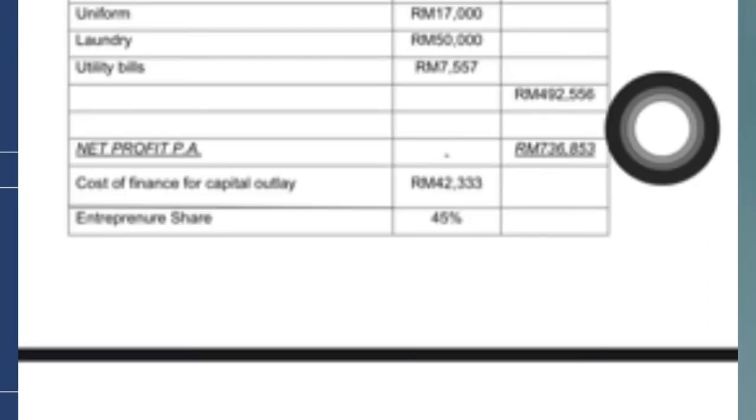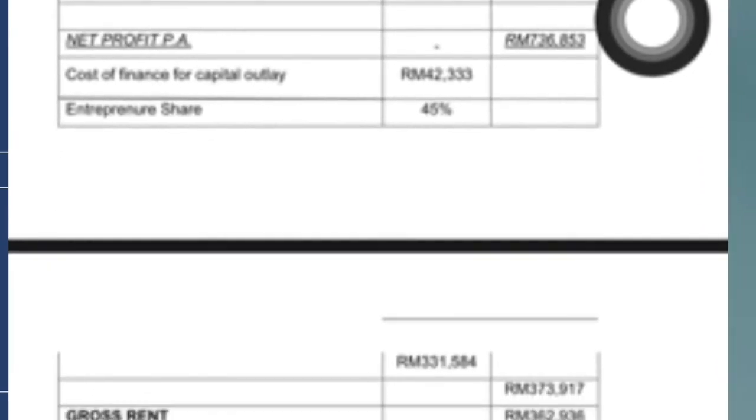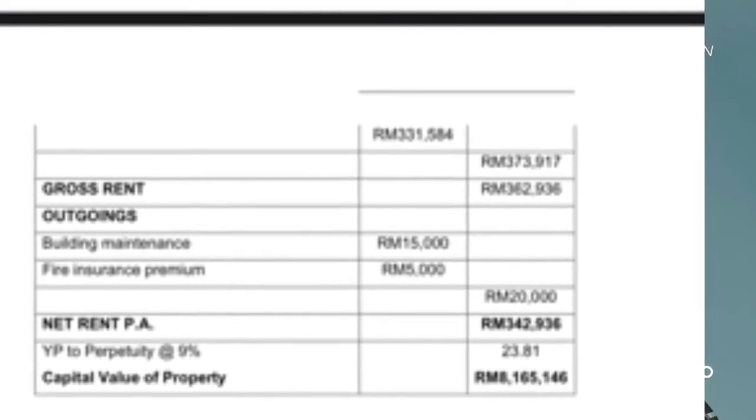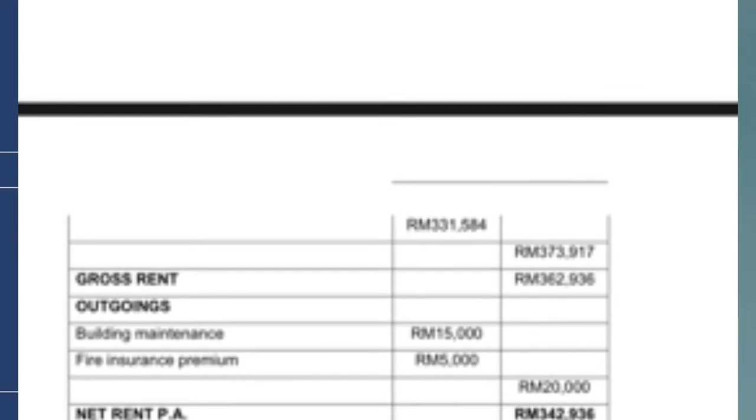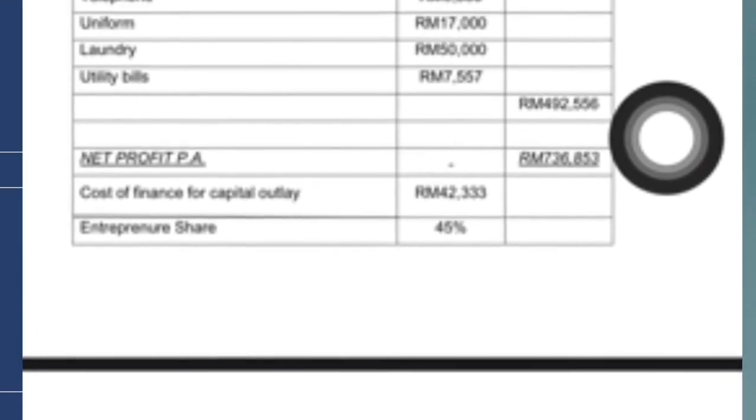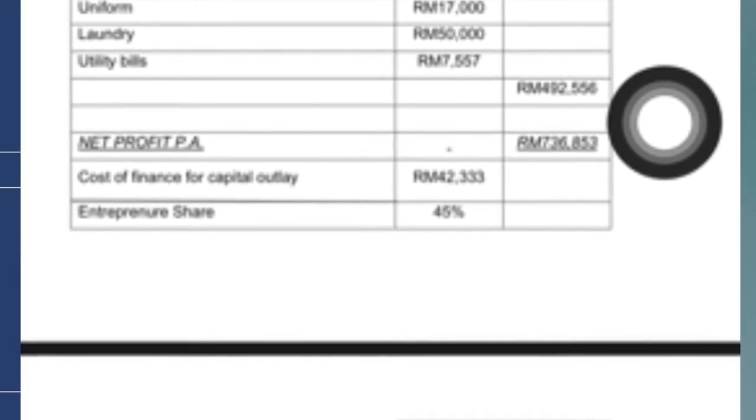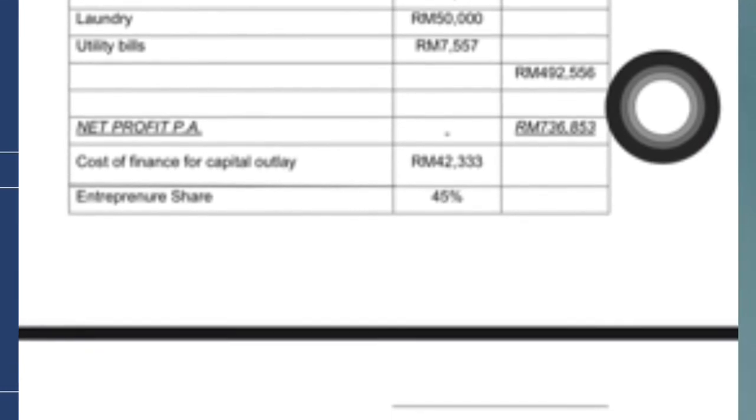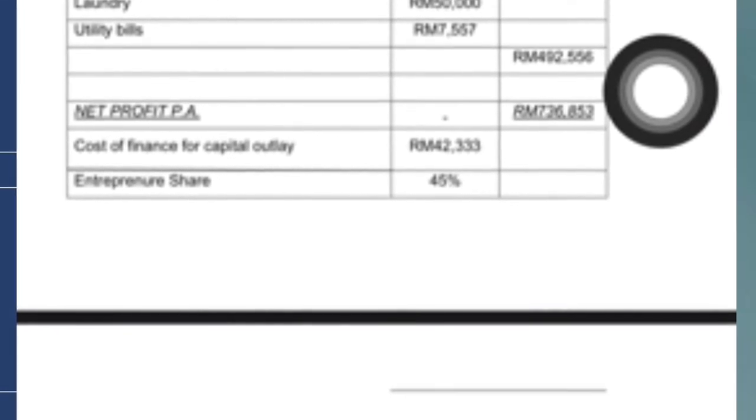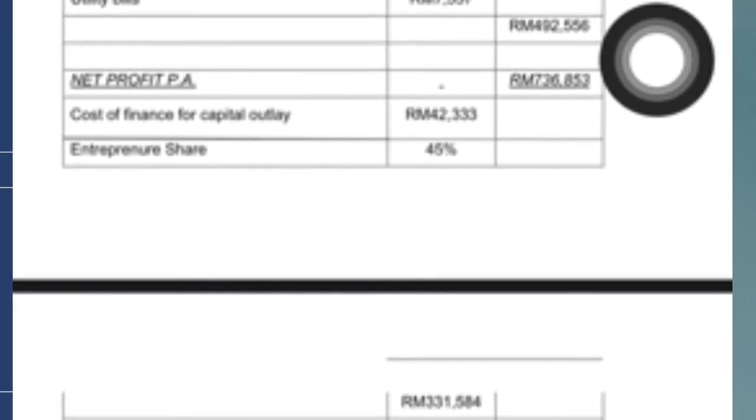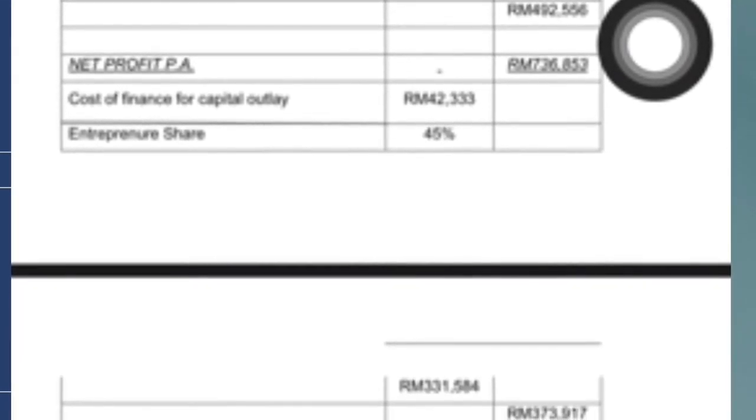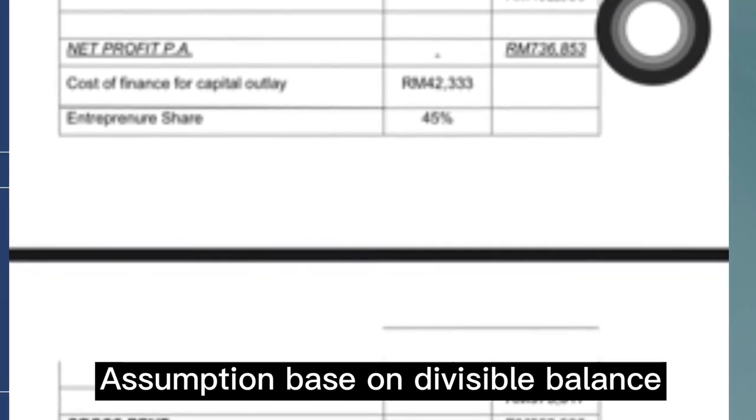After we get the net profit, we start to calculate the gross rent and net rent per annum. First, from the net profit, we less the cost of financial for capital outlay, and then we less the entrepreneur share of 45%. The 45% we assume based on divisible balance.